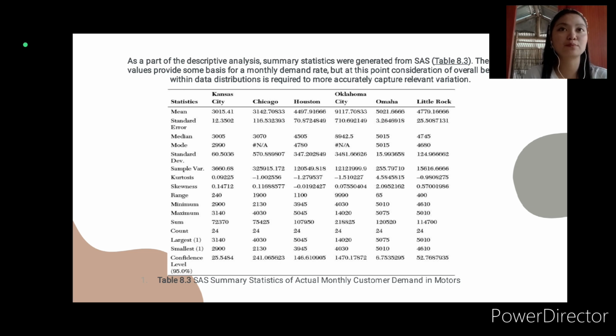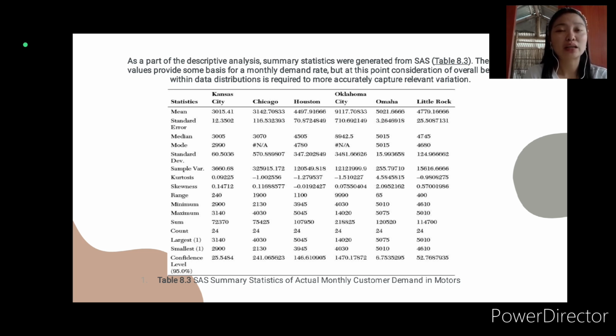As a part of descriptive analysis, summary statistics were generated from SAS in Table 8.3. The mean values provide some basis for a monthly demand rate, but at this point, consideration of overall behavior within data distributions is required to more accurately capture relevant variation.